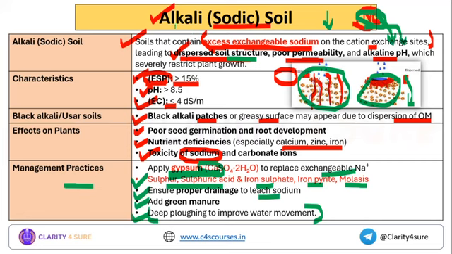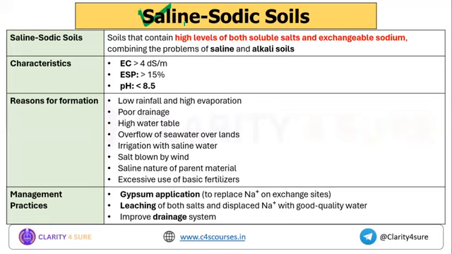Okay. Next is the saline-sodic soil. So this is like the worst condition because both the problems are combined here. Okay, soil that contains both high levels of soluble salts and high exchangeable sodium. The soil is called as what? Saline-sodic soil. So both problems are combined here. It is like buy one get one free. Okay, there will be high soluble salts and there will be high exchangeable sodium on that cation exchange sites, combining problems of saline and alkali.